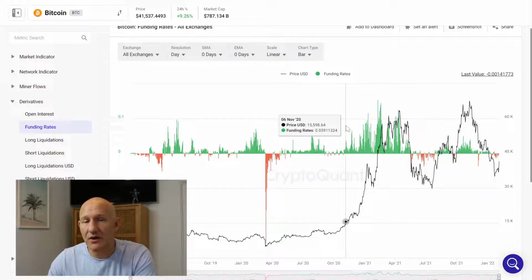Now the next chart we're going to look at is the funding rate. I think this is probably one of the most valuable charts that you can look at, and it's going to give you a lot of insight into what's happening in the market at any given time.